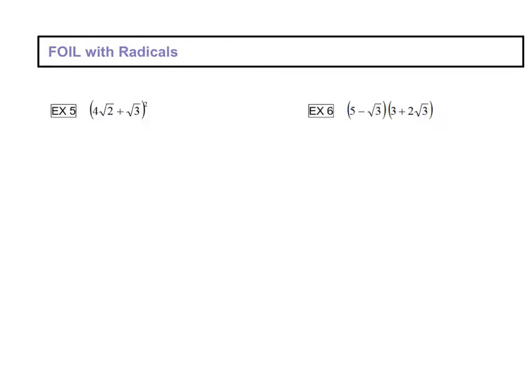All right, so let's just do some practicing with foiling of our radicals. We've done this in the lesson already, but we're just gonna take a look at some more examples. We have this binomial and it's squared.